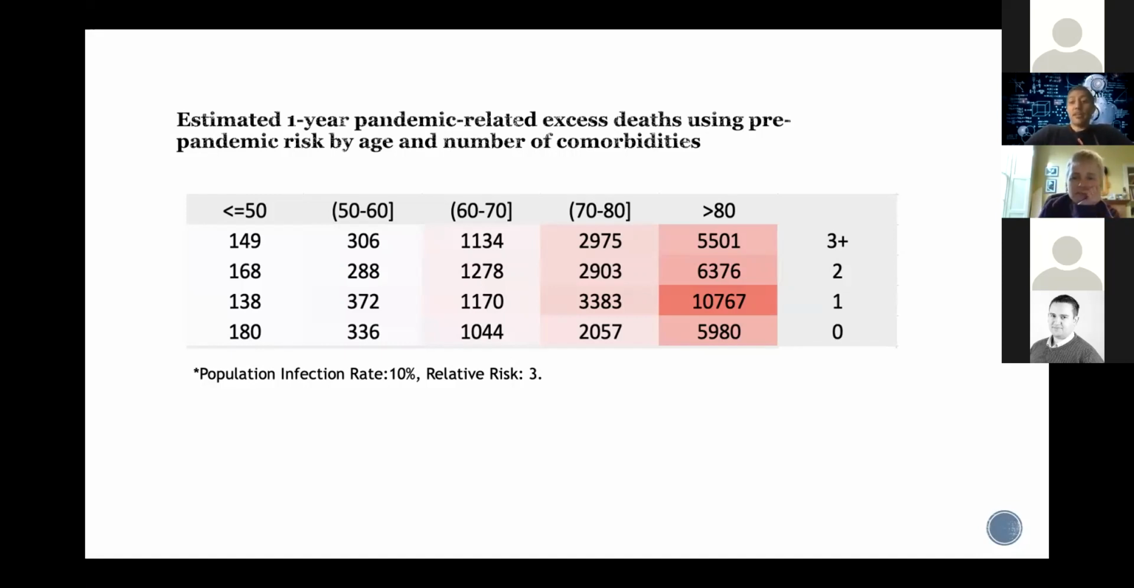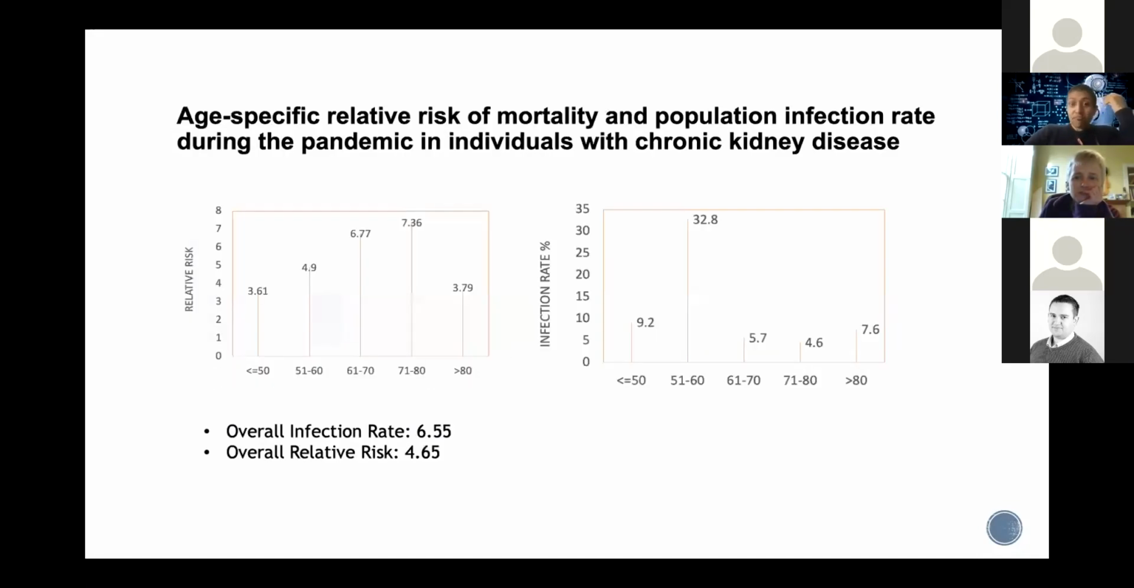And after that, we validated our model using the NHS-TRE data, for which we created a cohort of CKD patients. We identified all the prevalent CKD by the onset of the pandemic. For them, the infection rate and relative risk by age groups were calculated. That, as you see, vary significantly in different age groups.